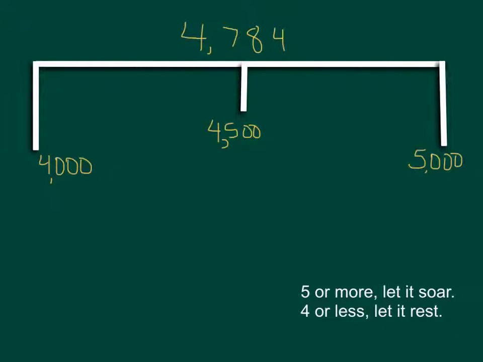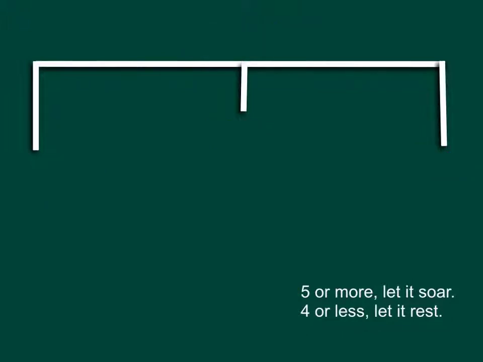So therefore, according to our little rhyme, 5 or more, let it soar. Alright, it's your turn. Let's try the number 891. Go ahead and round this number to the nearest hundreds place and let me know how you did. You know the drill. Go ahead and pause the video and work it out and tell me how you did.